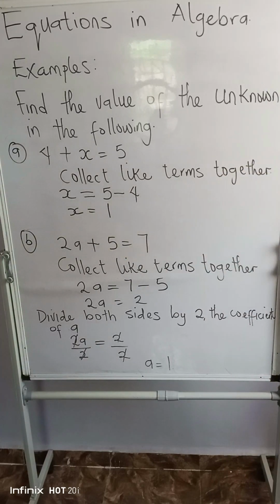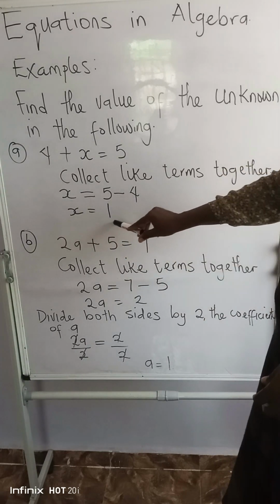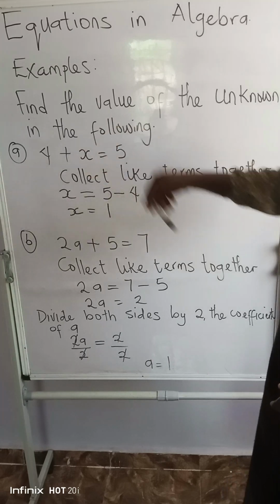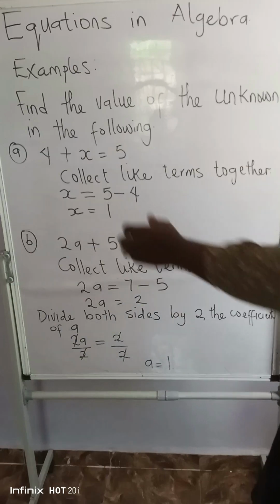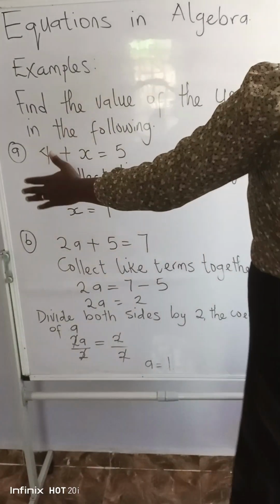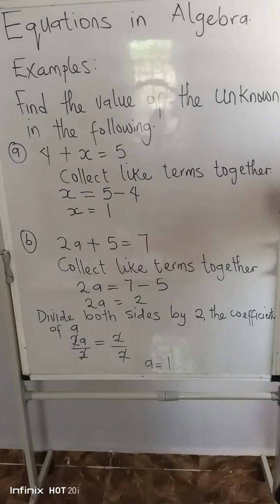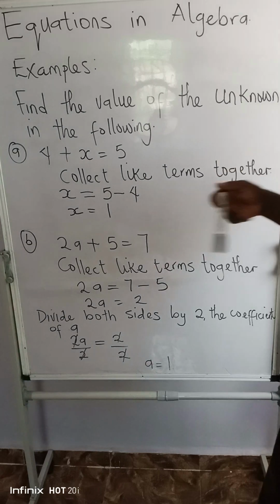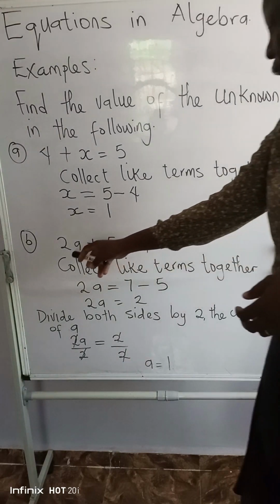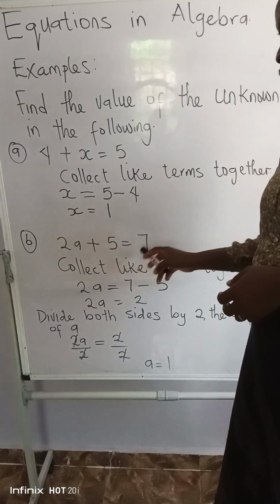If you want to check if your answer is correct, you can substitute 1 for x in the expression. You see, when you put 4 plus 1, it's going to give you 5, which means what you have on the left-hand side is equal to what we have on the right-hand side. Okay? All right, our next question says 2a plus 5 equals 7.